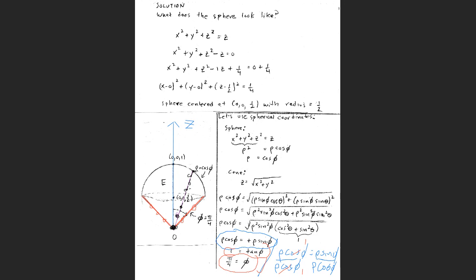If you have a point at the origin, rho equals 0. That's right, Ellie. What about on the sphere? What's rho equal to there? Any point on the sphere, rho is equal to what?